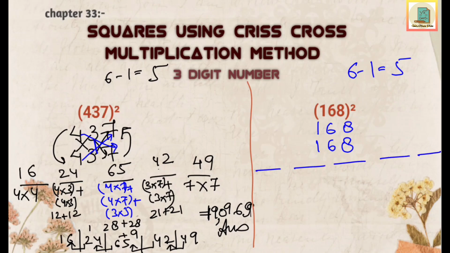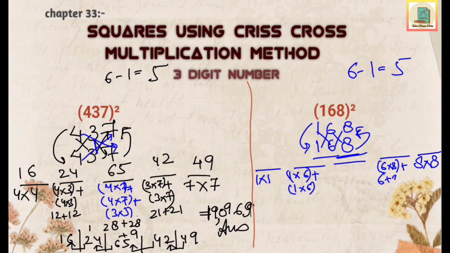Now in the first partition, multiply the first two numbers, that is 1 multiplied by 1. Now in the last partition, multiply the last two digits, that is 8 multiplied by 8. Now in the second partition, multiply these two numbers diagonally and add them, that is 1 multiplied by 6 plus 1 multiplied by 6. And in the fourth partition, multiply these two numbers diagonally and add them, that is 6 multiplied by 8 plus 6 multiplied by 8.